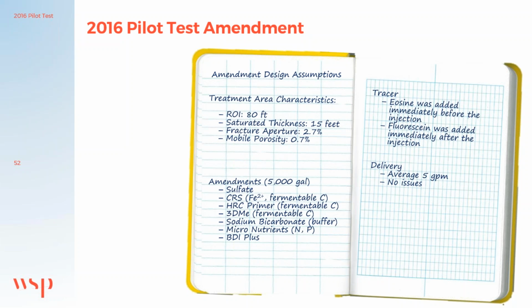We also added 2 tracers to OW2. Eosine was added before the amendment application and fluorescein was added after the injections. There were no issues during injections.